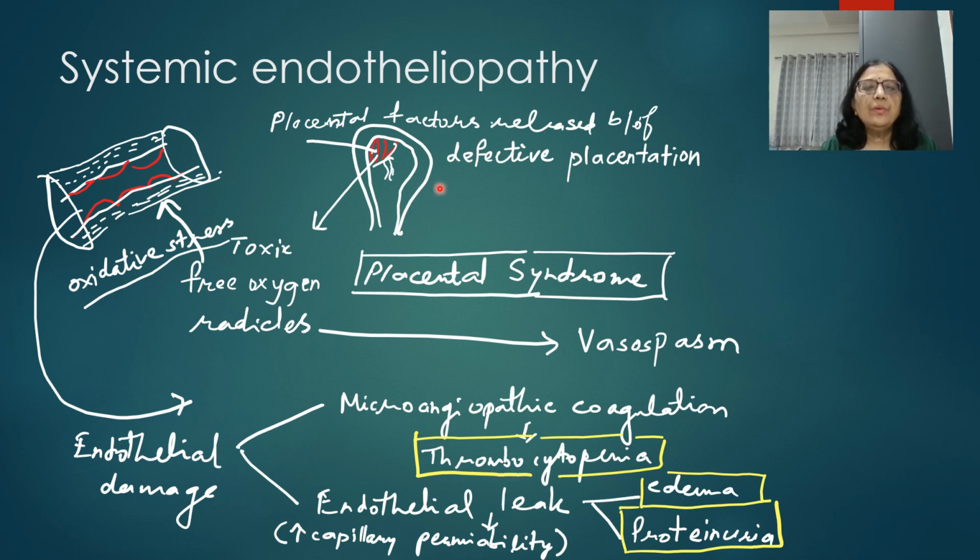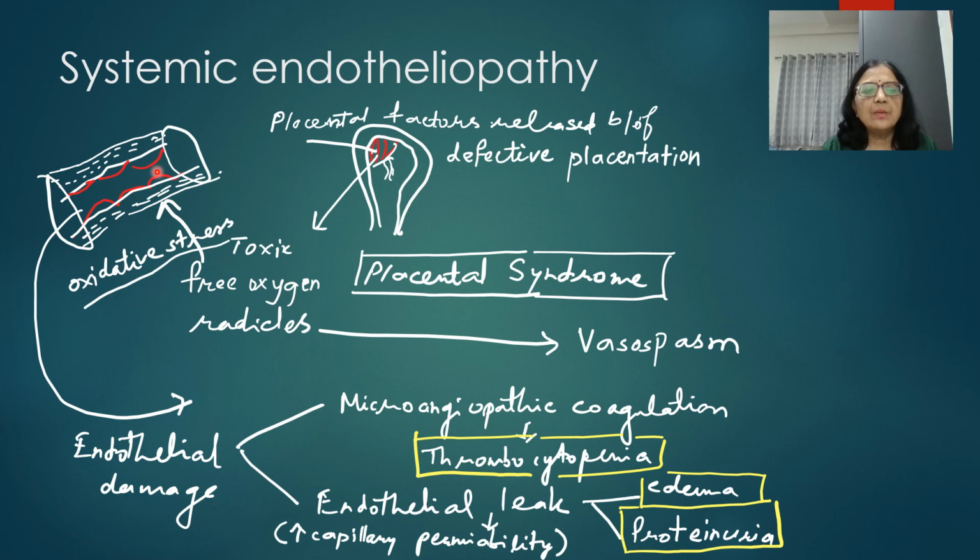With the placental syndrome, there is an incomplete trophoblastic invasion of spiral arterioles, and there is a high resistance blood flow in the placenta that leads to the release of placental factors into the blood circulation in the mother. These placental factors have toxic free oxygen radicals, which produce oxidative stress on the endothelium, which leads to endothelial damage. And another action of these free oxygen radicals is that it leads to vasospasm.